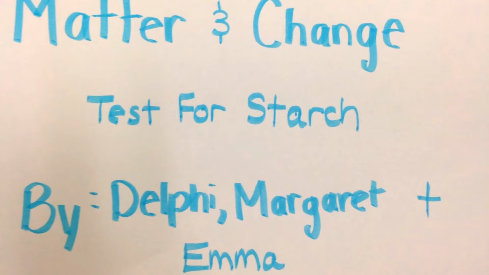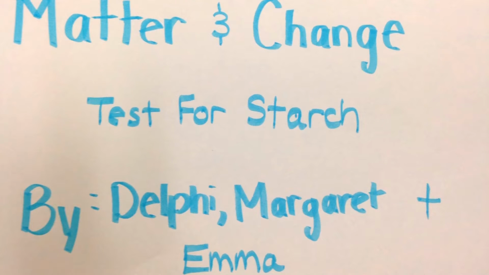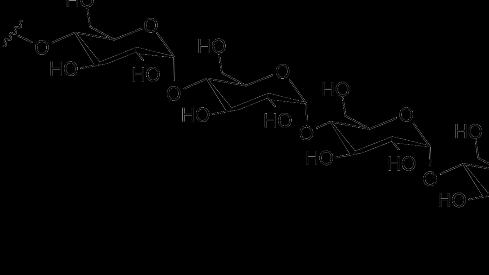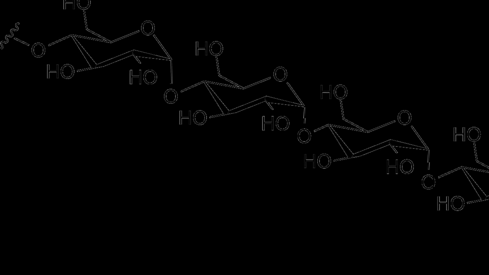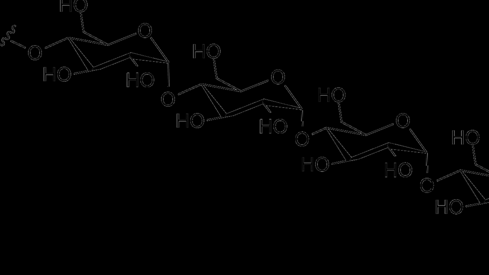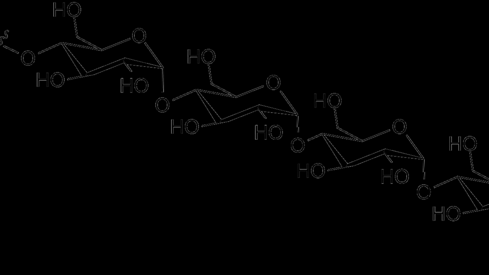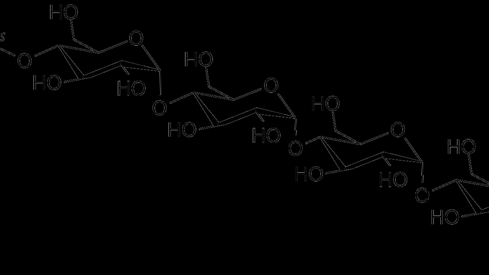The name of this lab is Matter and Change, Testing for Starch. In this lab, we will be testing different substances to see if they contain starch. Starch is a polysaccharide used for energy storage and fat buildup. Common foods that contain starches include potatoes, rice, pasta, and cereals. Starches make up around 1/3 of the food you eat.